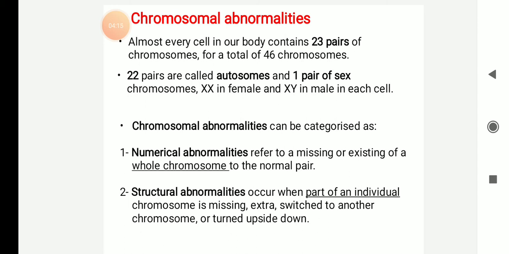So a total of 46 chromosomes. 22 pairs are called autosomes and one pair of sex chromosomes. That is, the sex chromosomes will be XX in the case of female and XY in the case of male.